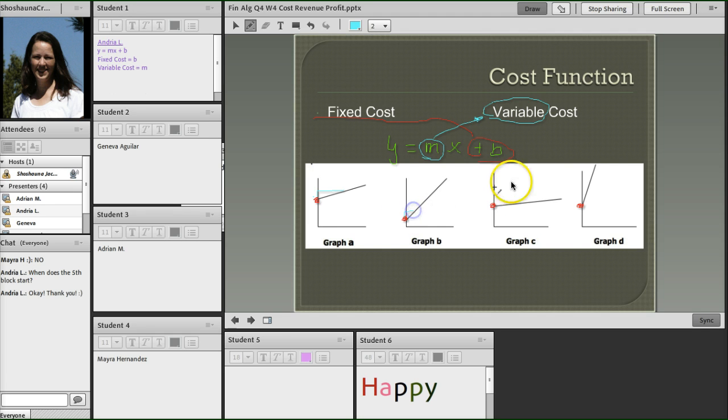I hope you can see it. Can you see that, Geneva? Yeah, very faintly though. Barely. Okay.